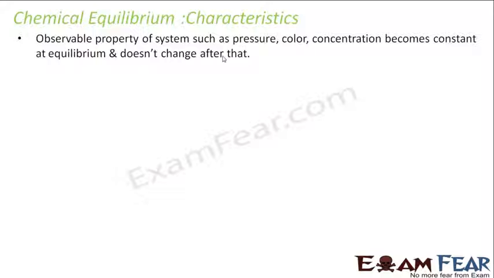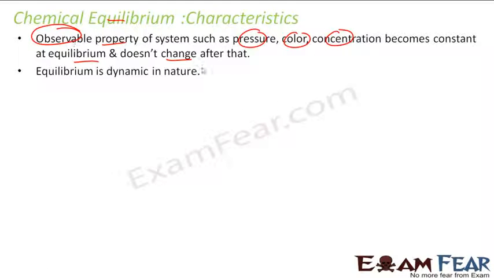So now we'll discuss some characteristics of the chemical equilibrium. We have done it for the physical equilibrium. Let's do it for the chemical equilibrium. The observable properties of the system, the pressure, color, and concentration, become constant at equilibrium, and they don't change after that. The properties which we observe become constant, right? It is dynamic in nature.